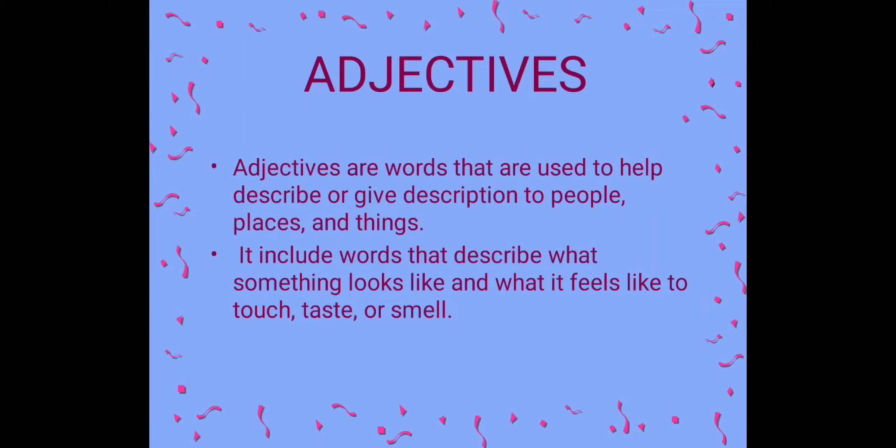Adjectives. Adjectives are words that are used to help describe or give description to people, places, and things. It includes words that describe what something looks like and what it feels like to touch, taste, or smell. An adjective can help give information about size, shape, age, color, purpose, or even feelings. Let us look at some examples.